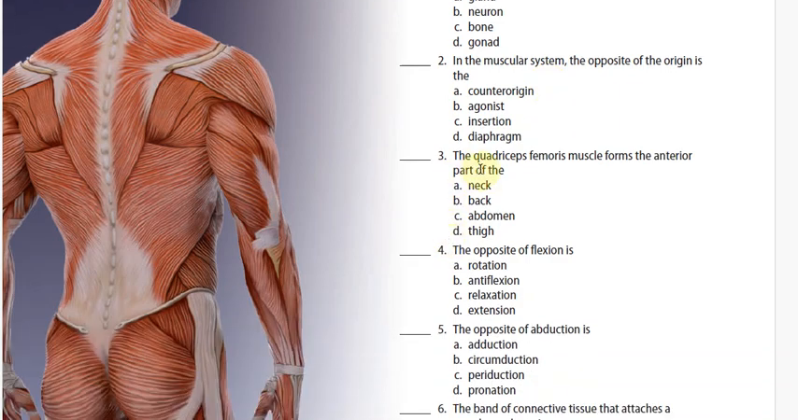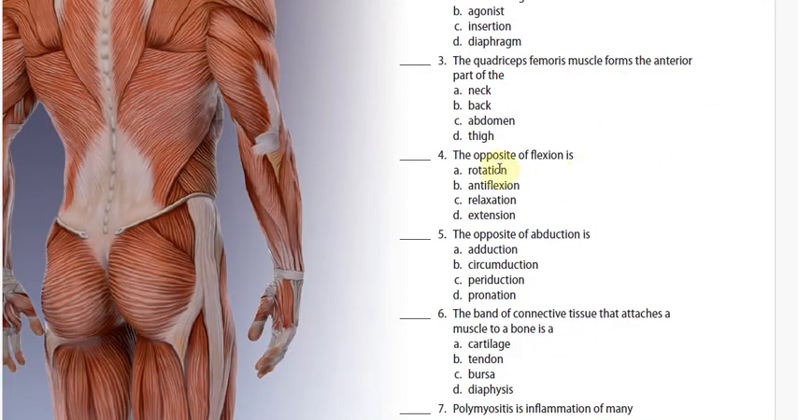Question 3. The quadriceps femoris muscle forms the anterior part of the thigh. The upper part of the leg is the thigh. The lower part is called the shin.